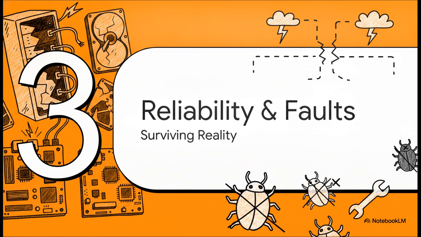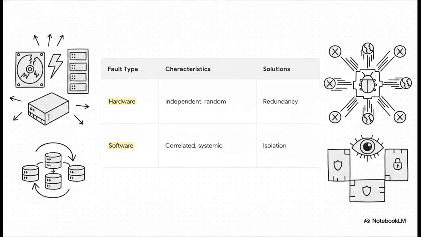All right, Section 3, reliability and fault tolerance, or as I like to call it, surviving reality. Let's compare what can actually go wrong. Hardware faults, like a hard drive randomly crashing or a power supply failing, are usually pretty independent. We fix them simply by throwing redundancy at the problem. RAID arrays, backup generators, multiple servers.